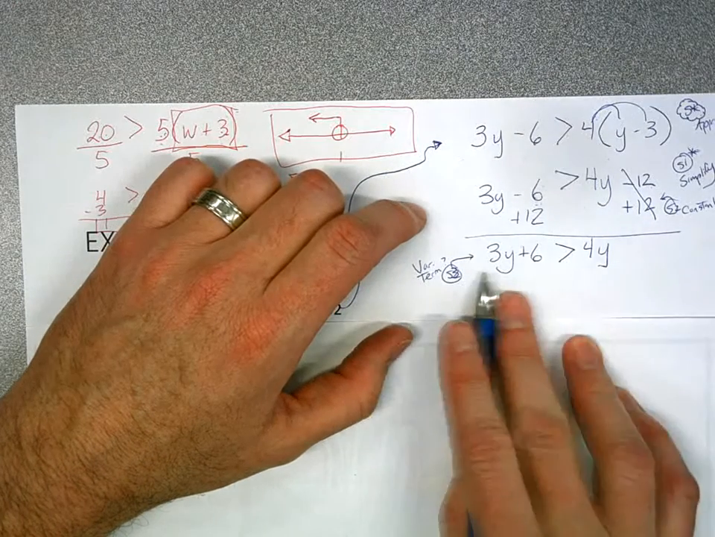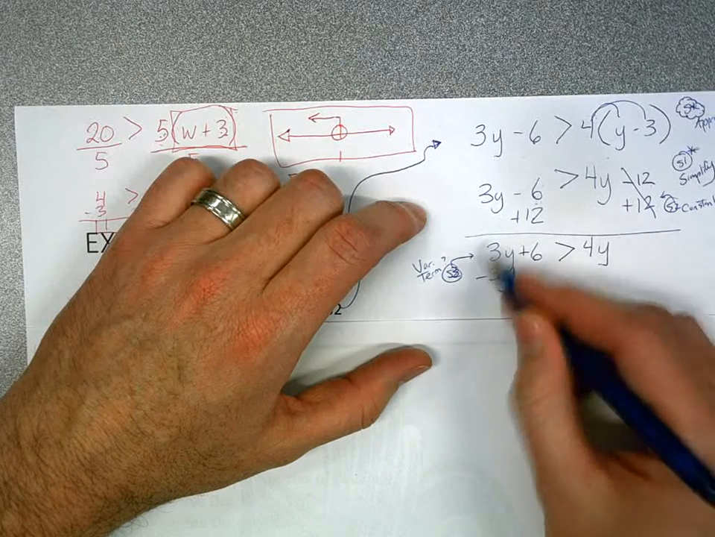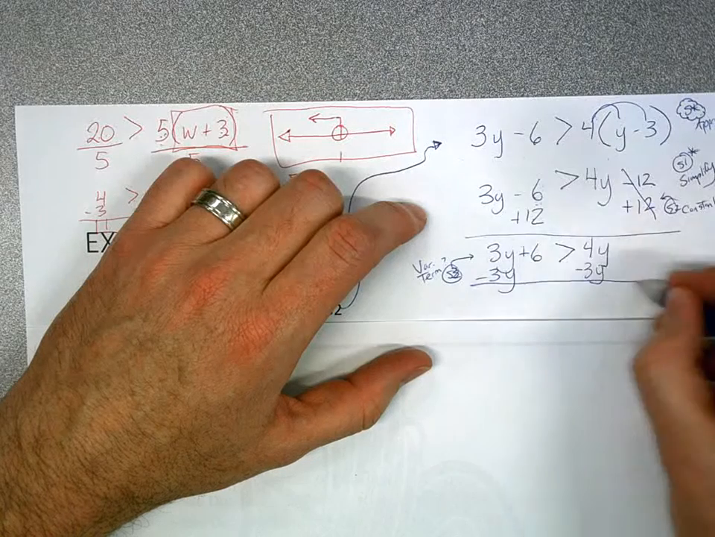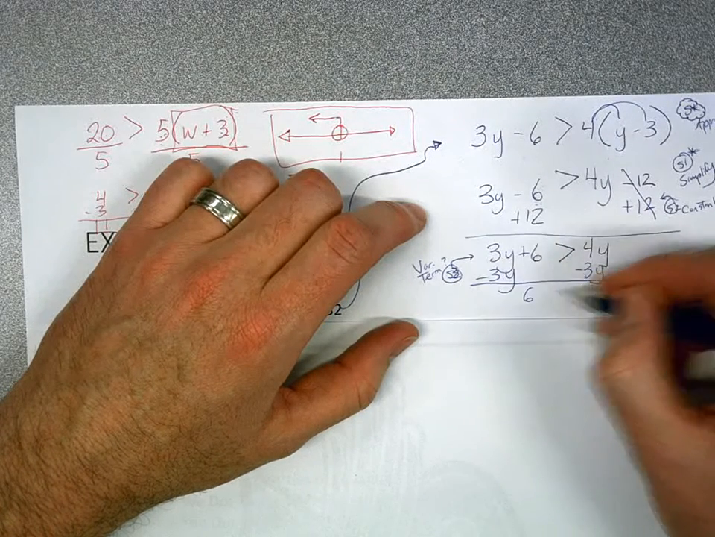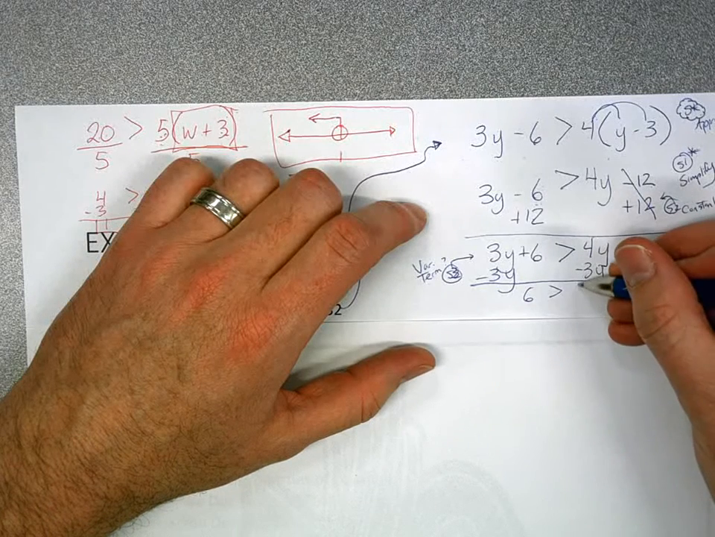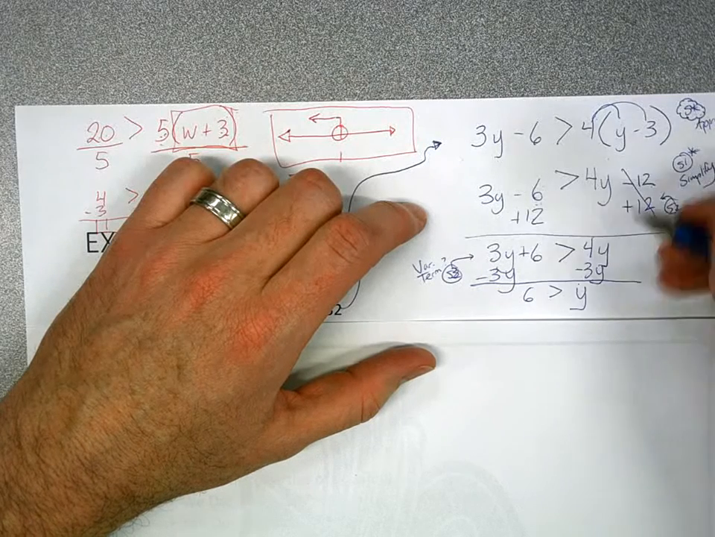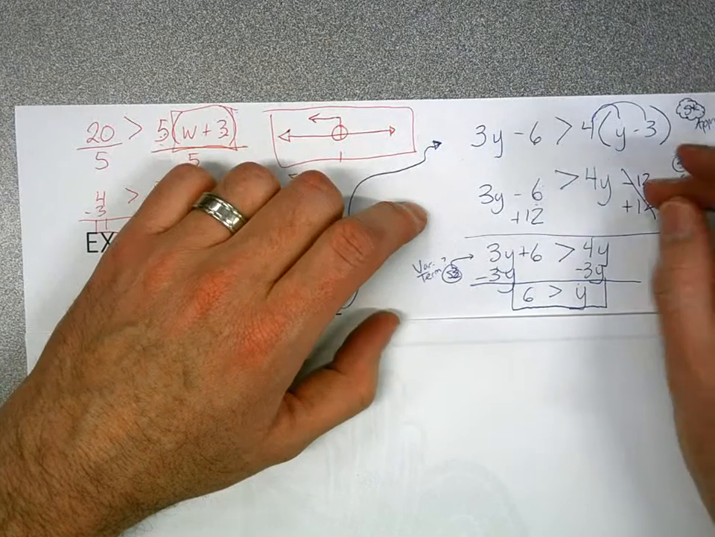So I'm going to subtract my 3y term from both sides. So I end up with 6 is greater than 4 minus 3 is 1y, and 1y, ladies and gentlemen, that's our answer. So 6 is greater than y, or you could say y is less than 6.